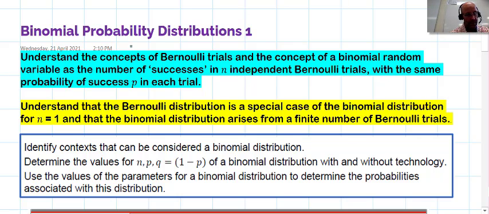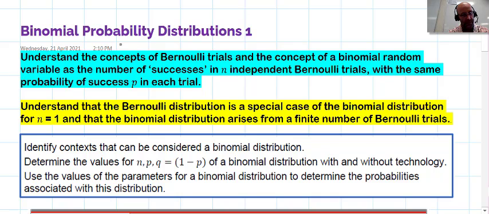Okay, we have a video here on binomial probability distributions, and this leads on from our work on Bernoulli trials. And Bernoulli trials is based on a single trial. What if we have a sequence of Bernoulli trials and we're interested in determining the probability of a particular number of successes? So if we have a number of trials, that's what we're about here.